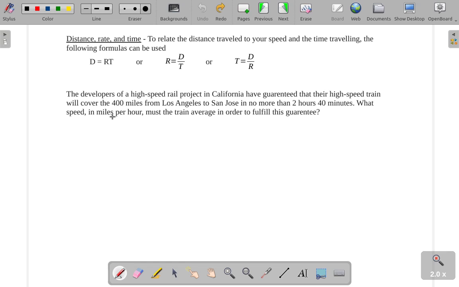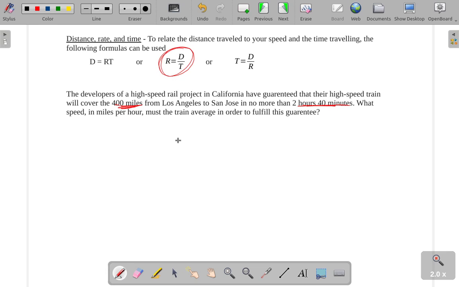Alright, so the developers of a high-speed rail project in California have guaranteed that their high-speed rail will cover 400 miles from Los Angeles to San Jose in no more than 2 hours and 40 minutes. What speed in miles per hour must the train average in order to fulfill this guarantee? So we are given a distance and a time, and we're trying to find a rate. We're trying to find the speed.